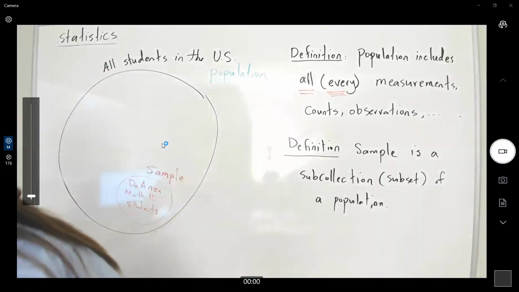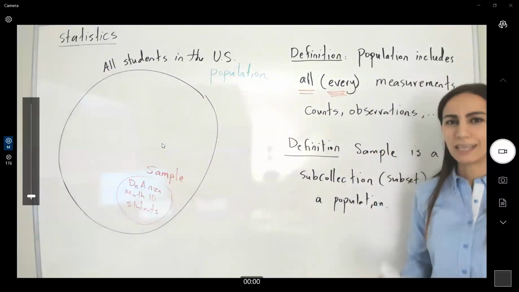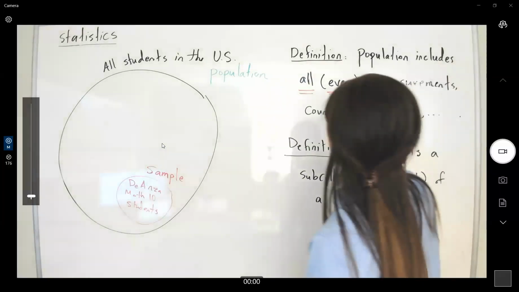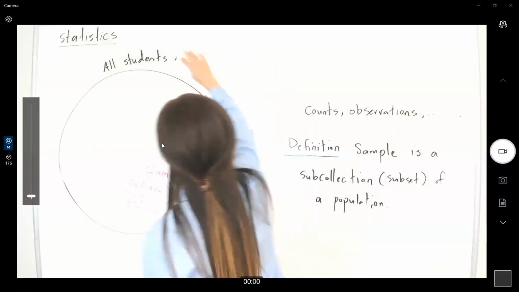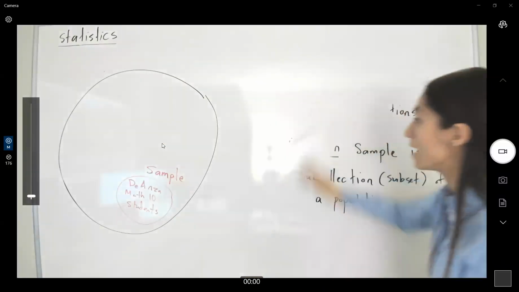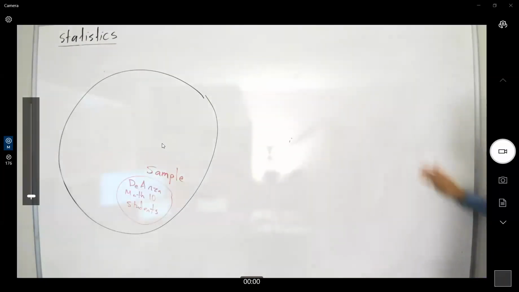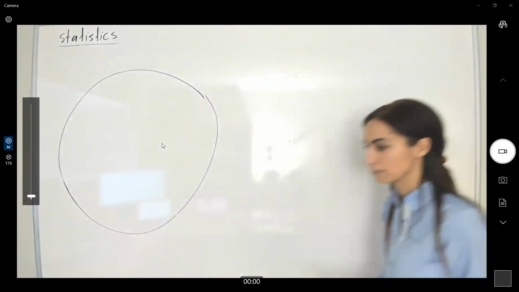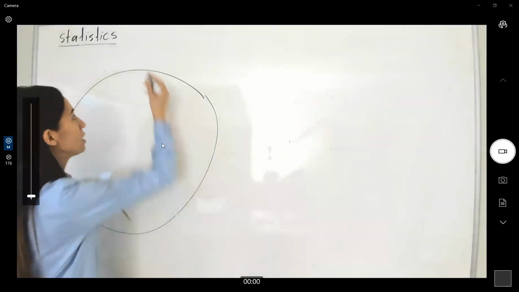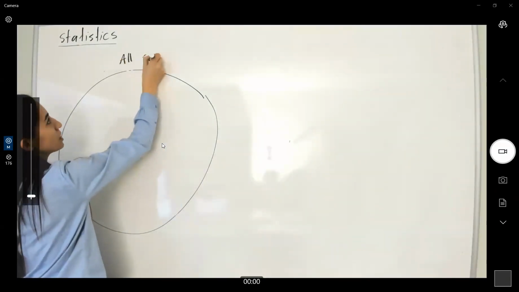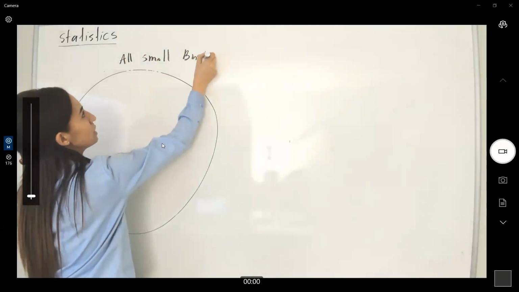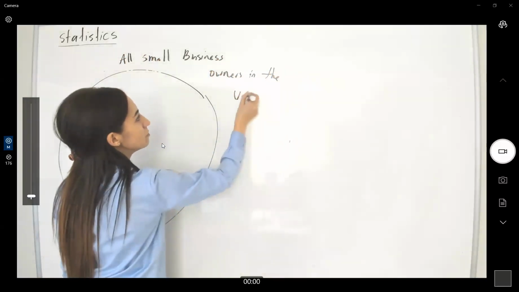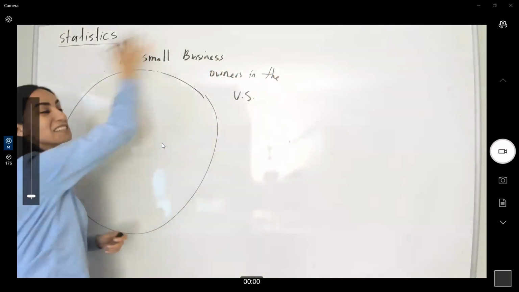So, business owners. Very good. The population includes all small business owners in the United States. Remember the definition of population. It includes all. So here we have this information. We have all small business owners in the US. Okay, this is the population.